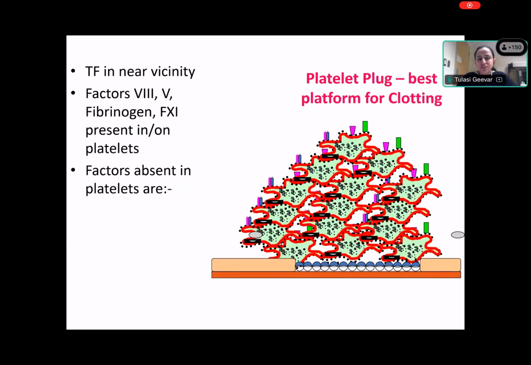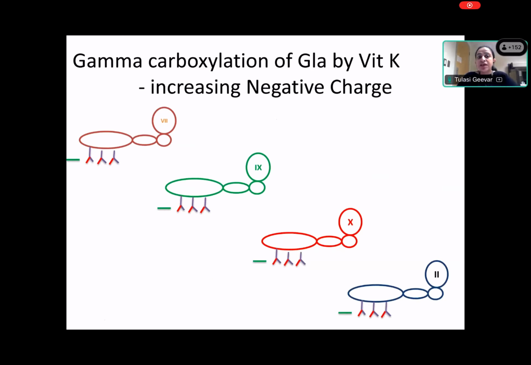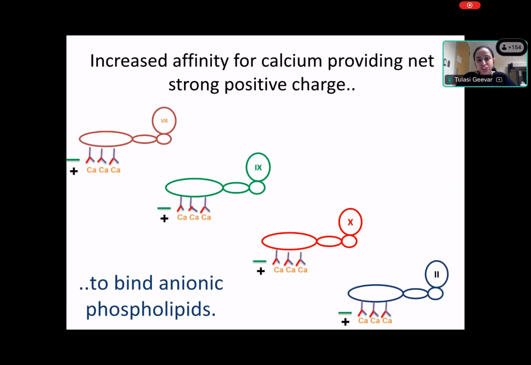The factors which are not present in the platelets are factors 2, 7, 9, 10. These are the vitamin K dependent factors. Now, vitamin K causes gamma carboxylation of the vitamin K dependent factors, increasing the negative charge. Now, once these vitamin K dependent factors have a negative charge, they get attracted to the calcium. Once they bind to calcium, they get a net positive charge. Thereby, they get attracted to the anionic phospholipids. Now, where do you get anionic phospholipids? We see anionic phospholipids on the surface of activated platelets. So all these coagulation factors get attracted to the anionic phospholipids at the site of clot formation.